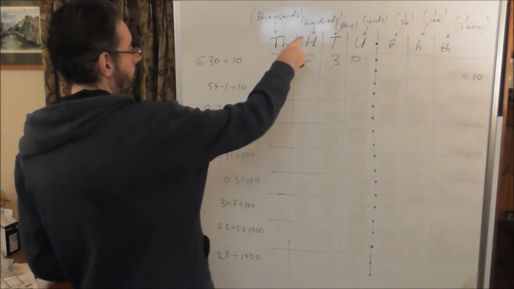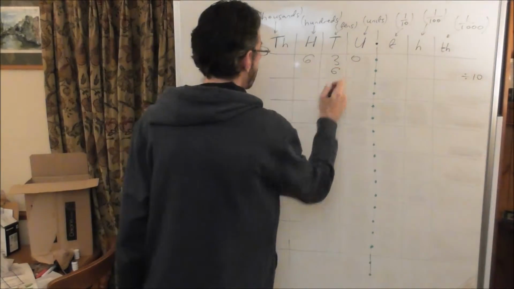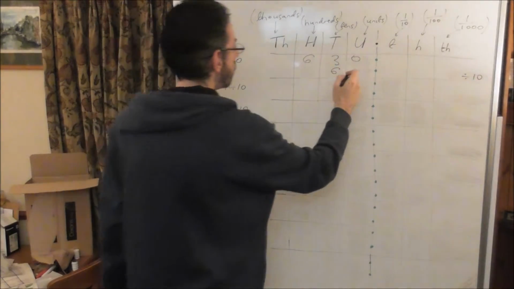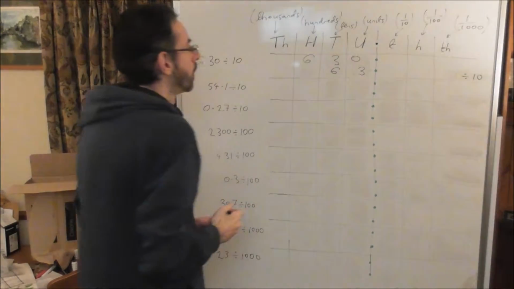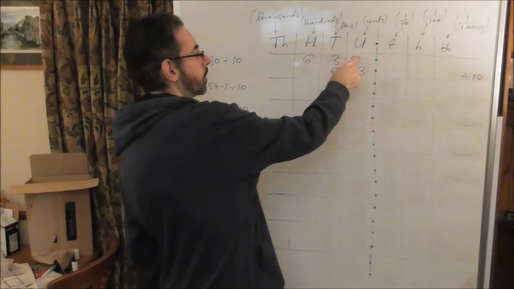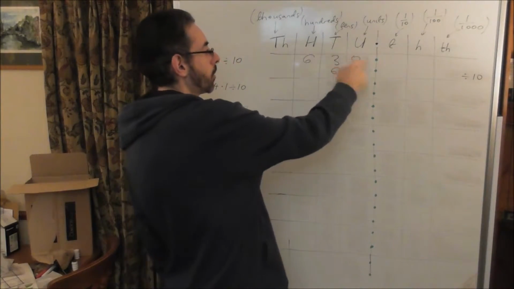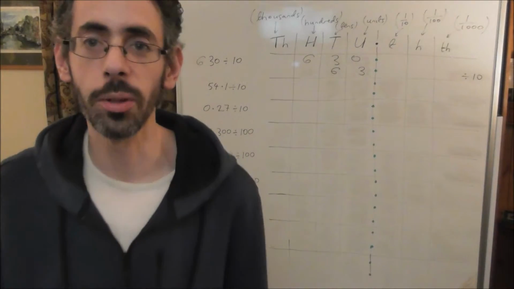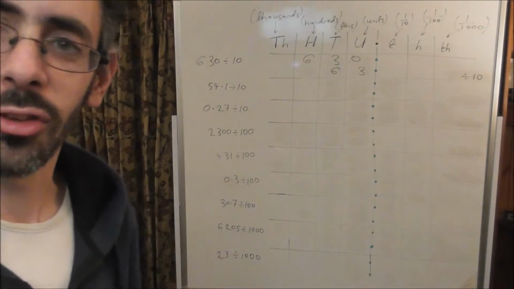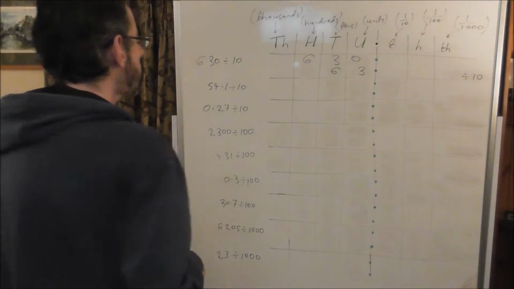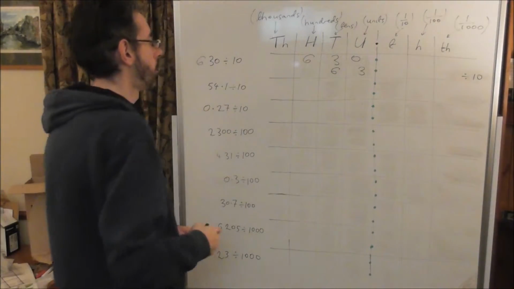So the 6 is going to move from the hundreds column to the tens column. The 3 is going to move from the tens column to the units column. And there's nothing in the units column here, so the answer is just 63. You could move the 0 if you want, and you'd have 63.0, but that's just the same as 63. So all the digits move down 1 place to the right.